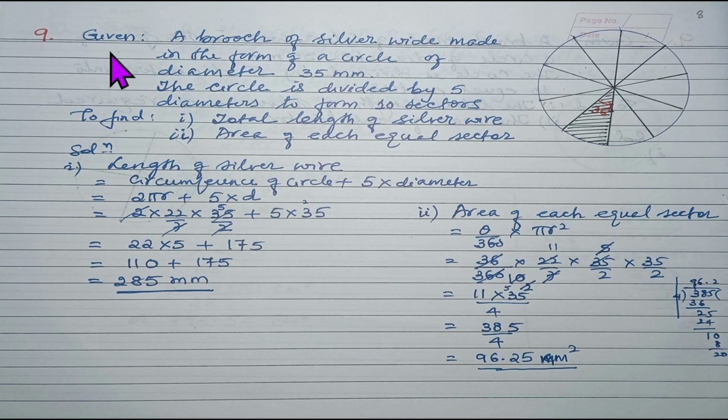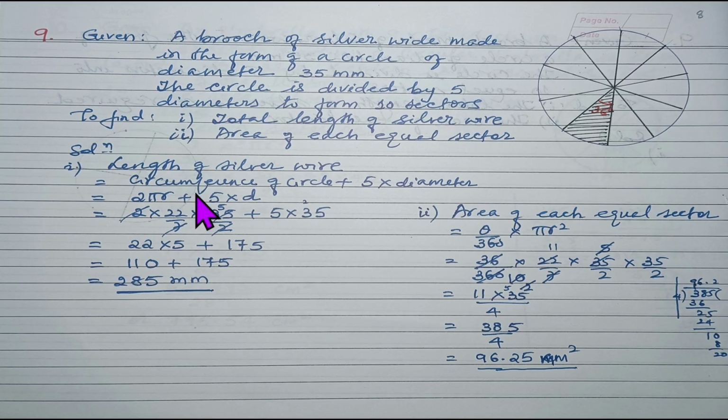Now coming to the next one, example number 9. We are given a brooch of silver wire made in the form of a circle. This is not D here, it is R, please make it R. A brooch of silver wire made in the form of a circle of diameter 35 millimeters. The circle is divided by 5 diameters to form 10 sectors.